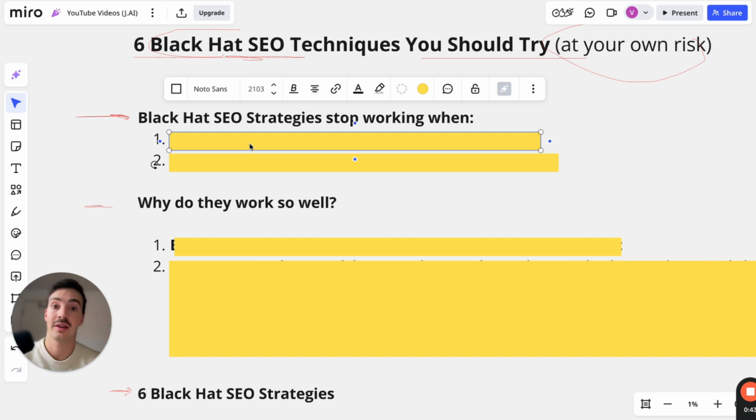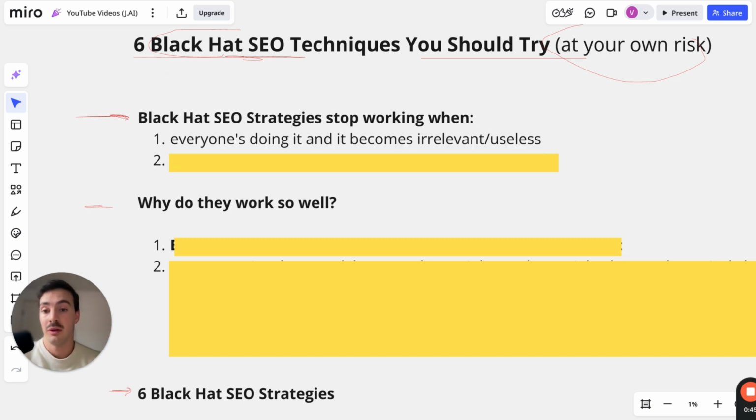First things first, there are two main reasons as to when these Black Hat SEO strategies stop working. They're super effective, but eventually they stop working. Well, the very first one is because when everyone is doing them, it becomes sort of irrelevant and useless. For example, PBN links, which is another strategy that I'll speak about in a bit. PBN, so private blog networks, still work very well. But they used to work extremely well way back when not a lot of people were doing it. So it was this new thing, it was easy to do. The results were just insane. But now with more people doing it, you have to compete with the other guys doing it, and so it becomes harder. But we'll talk about that later on.